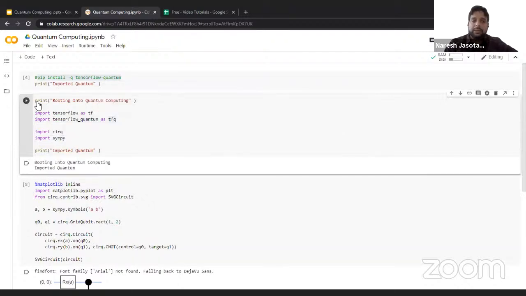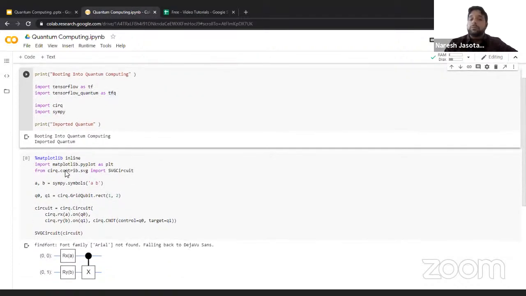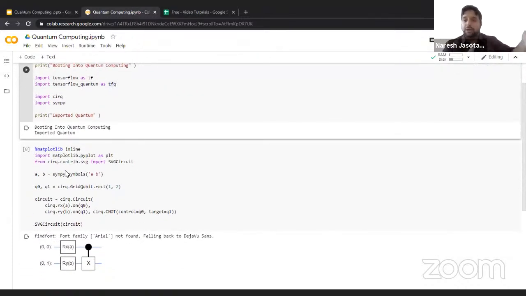Run this and it's going to import. I've just written this print, putting into quantum computing and imported quantum. Boom. Whatever you write from here on would be quantum computing. I have a video series where you can see quantum computing, and I'm going to show you how you can access that.